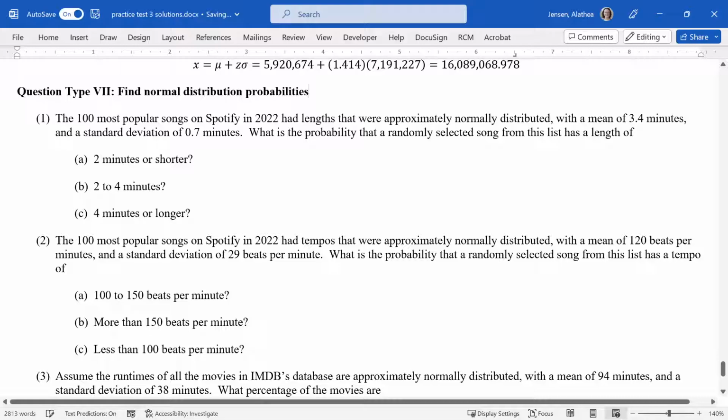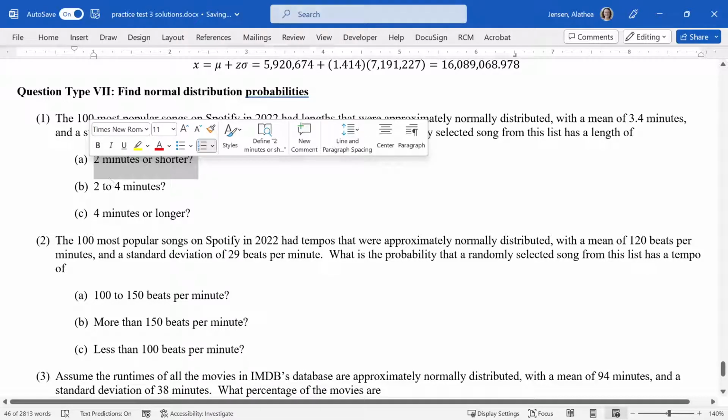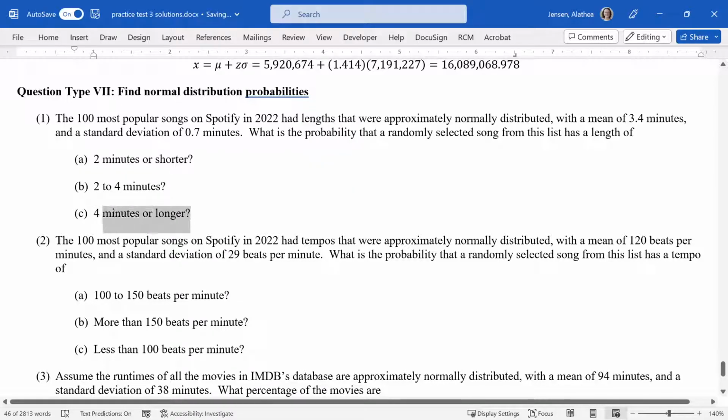Okay. So the 100 most popular songs on Spotify in 2022 had lengths that were approximately normally distributed with a mean of 3.4 minutes and a standard deviation of 0.7 minutes. What is the probability that a randomly selected song from this list has a length of 2 minutes or shorter, 2 to 4 minutes, 4 minutes or longer?